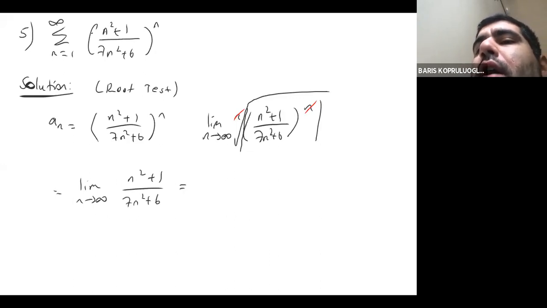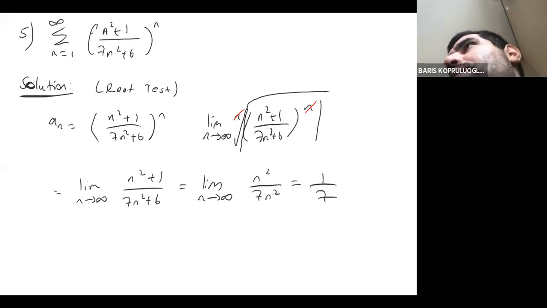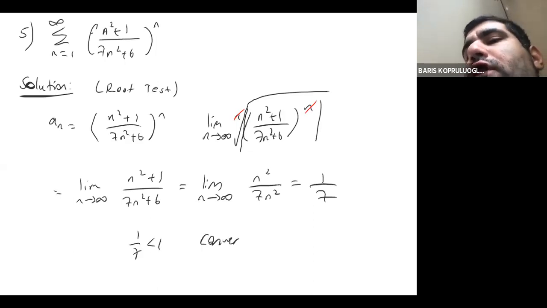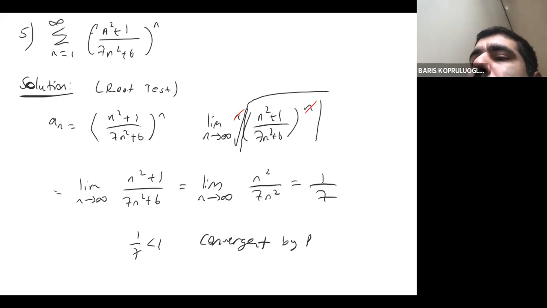And if you go by the highest order terms, I think it will be 1/7. So the first box should be a_n, the original series, and then the second one is the limit 1/7. Since it is less than 1, it's going to be absolutely convergent or just convergent by the root test. I think pretty much everybody got this one right.